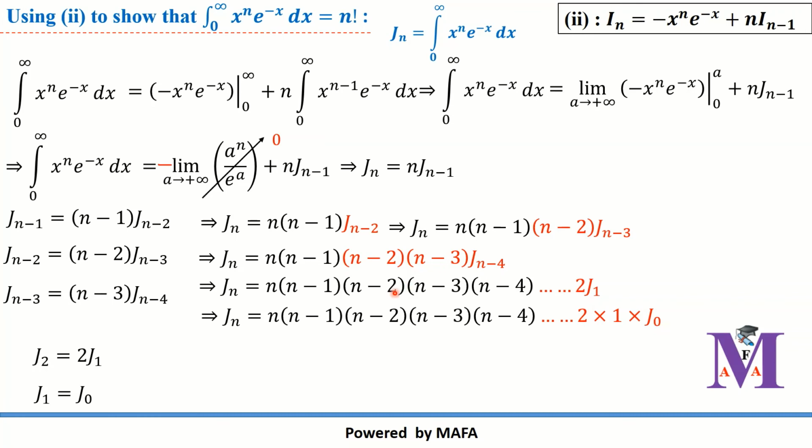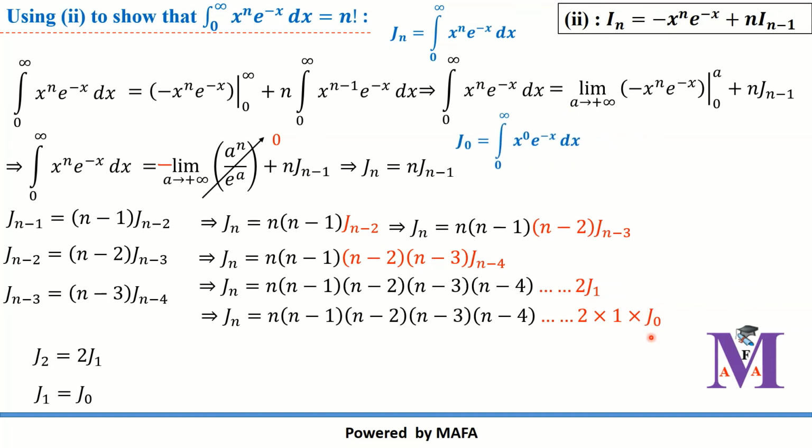Now we need to look for the value of j0. But clearly, I hope we are already seeing that we are progressing to n factorial, because n factorial is n into n minus 1 into n minus 2 into n minus 3 into n minus 4, running down till 2 times 1 times 0 factorial. Alright, so we need to look for the value of j0 before we conclude.